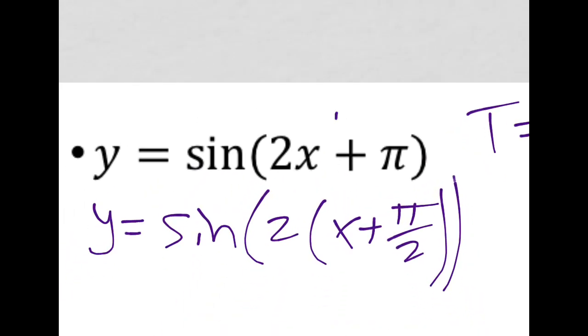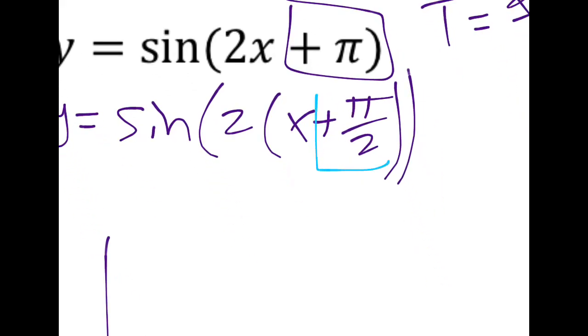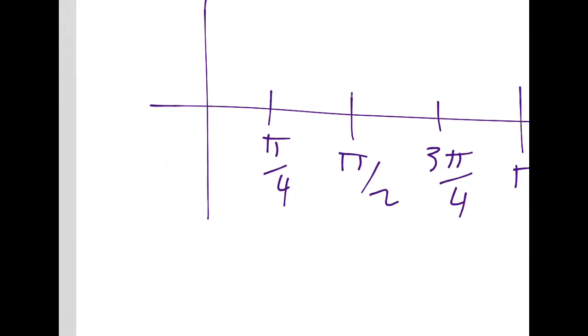Looking up here, you might say, plus pi means we need to move that to the left by pi. But the problem is that phase shift gets affected by that modified period. So you need to focus on this phase shift after factoring out that coefficient. So really, our phase shift is pi over 2.